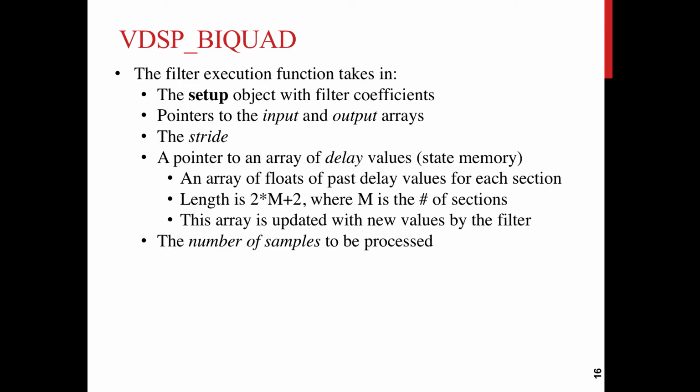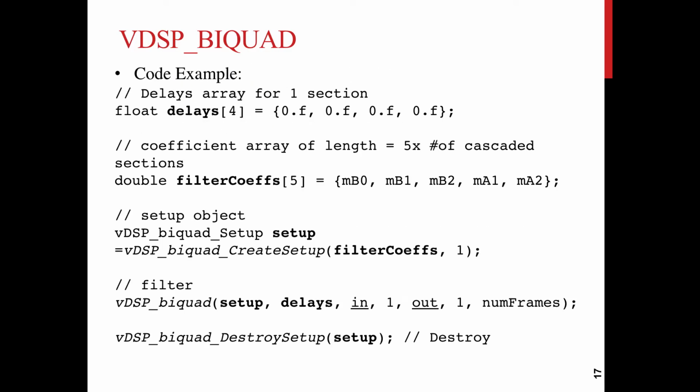And this array is going to update with new values. All we have to do is give the filter a pointer to these states, and the filter will update the values itself, right? But we have to be responsible for hanging on to it. And we also have to tell the filter how many samples it should be expecting to process. So this is a pretty big hint for your project.